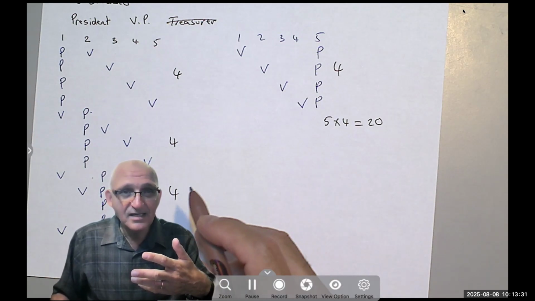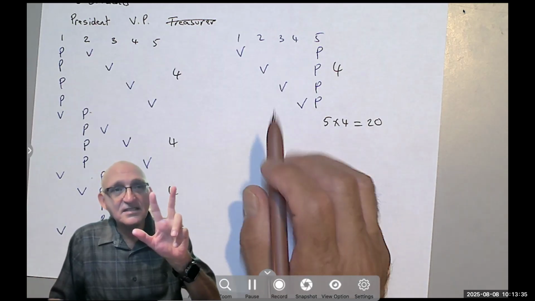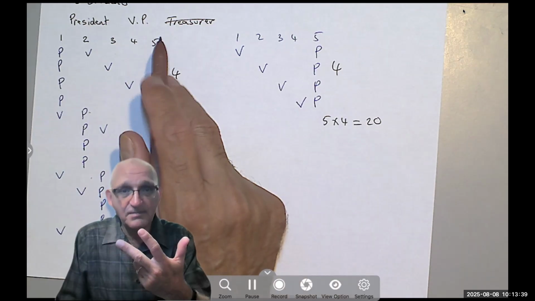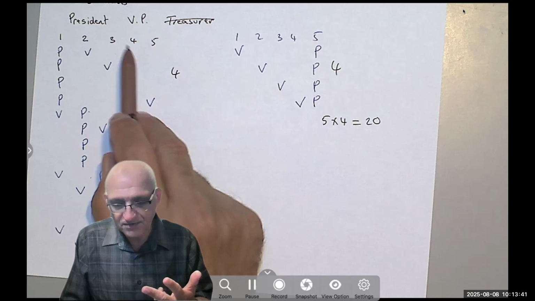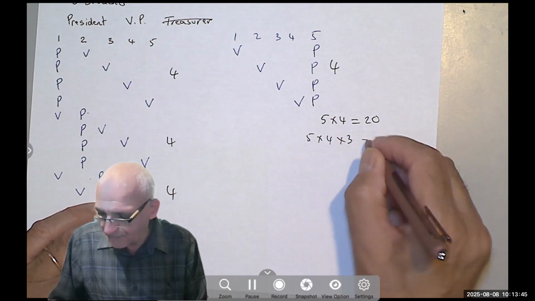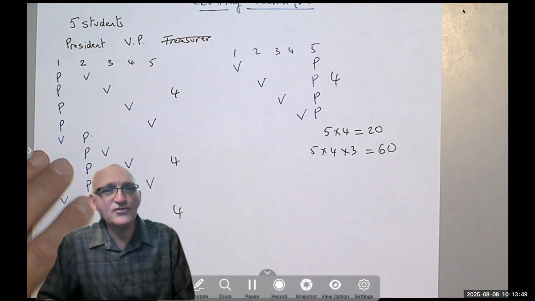So for every combination, you have three ways because you already selected two spaces out of five. So there are three remaining. You can place the treasurer here, here, or there. So it would be 5 times 4 times 3 for a total of 60, and so on and so forth.